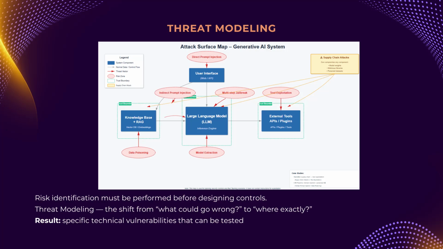Our task is to map onto this architecture the threats we already know. For example, we understand that indirect prompt injection attacks target the knowledge base and RAG link. We know supply chain attacks, like our previous lesson's BankBot case, strike the tools component. And multi-step jailbreaking is aimed directly at the model itself.